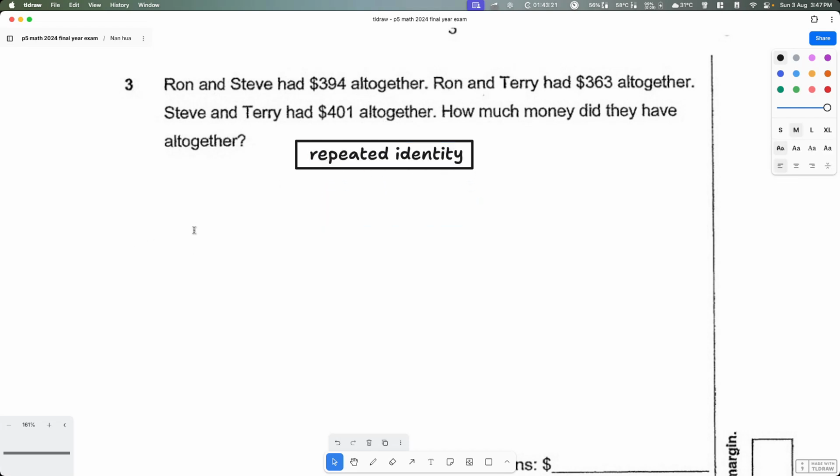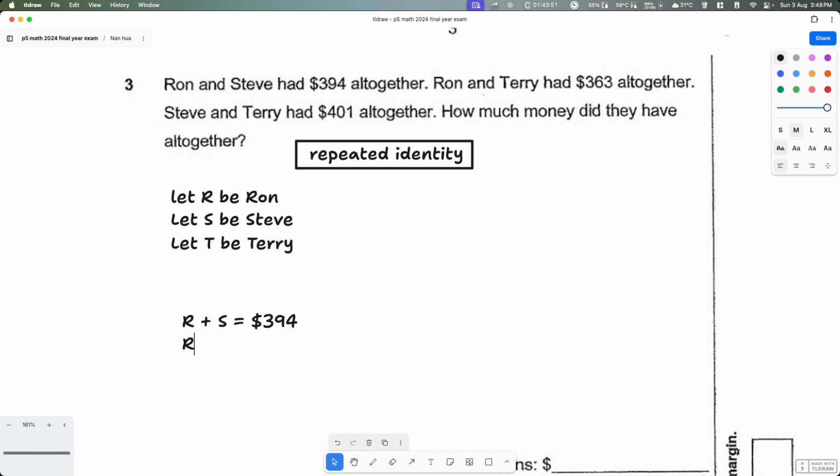Okay, so let R be Ron. Let S be Steve. Let T be Terry. Okay, something like this. Ron and Steve. Let R be Ron, let S be Steve, let T be Terry. So that means R plus S is equal to $394. R plus T is equal to $363, and S plus T is equal to $401.